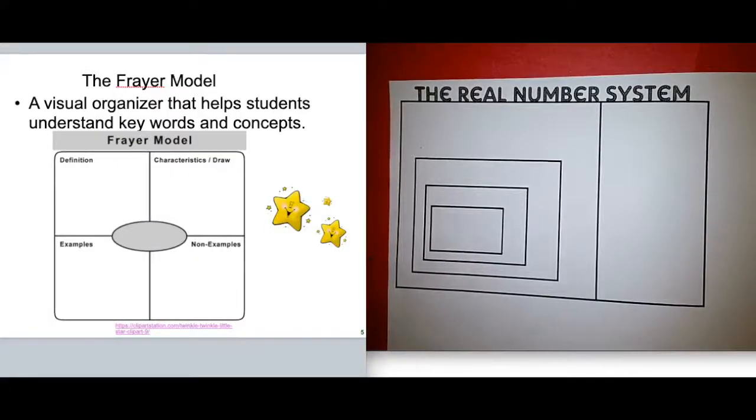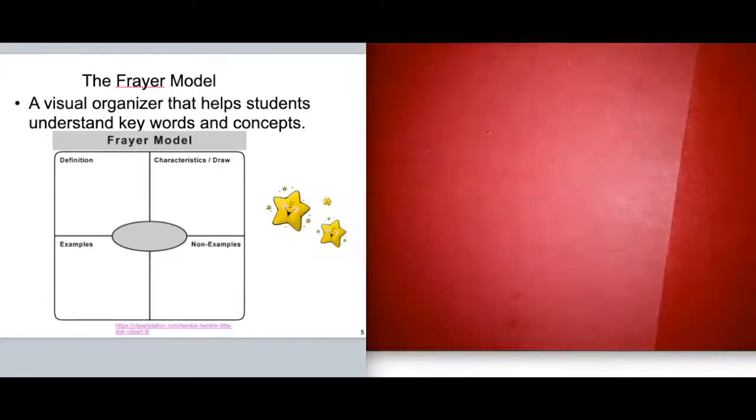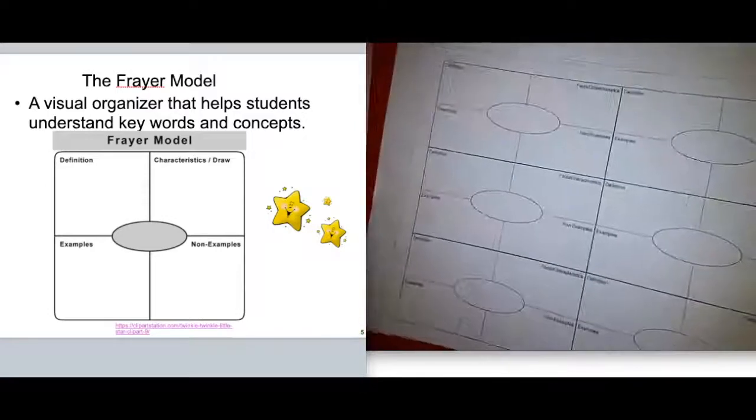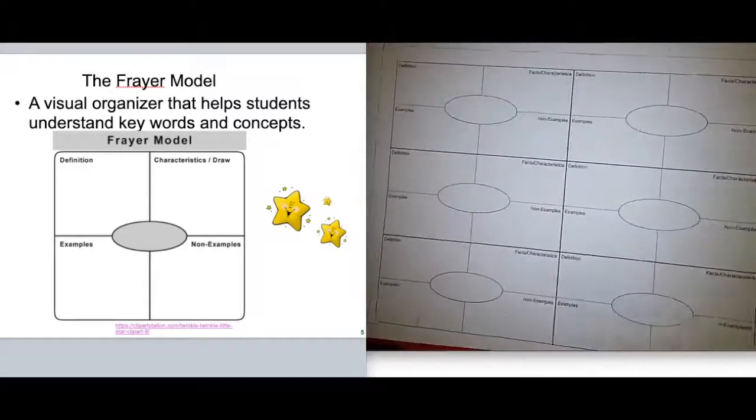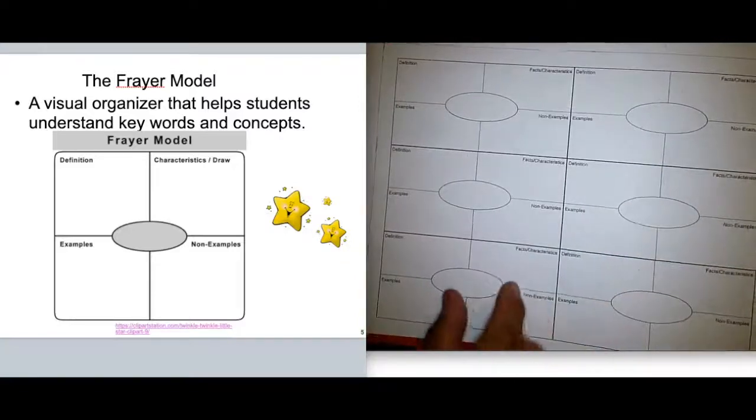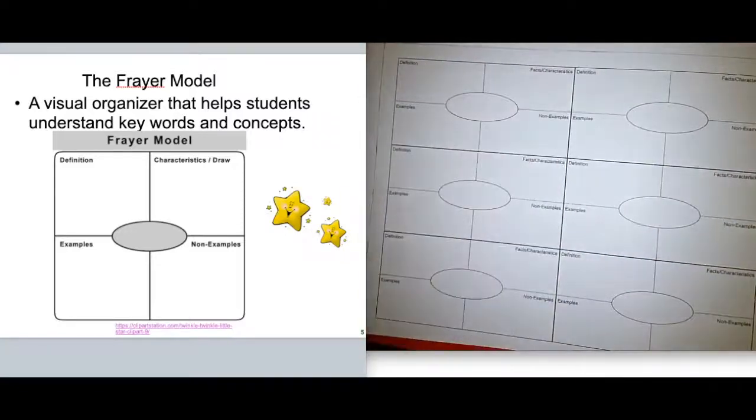We are going to use the Frayer model to define our vocabulary words. I have shrunk down the Frayer model into 6 little pieces so that it would fit in our interactive notebook. Normally, the Frayer model will be 1 full sheet per vocabulary word, but I shrunk it down so that it would fit in our notebook.